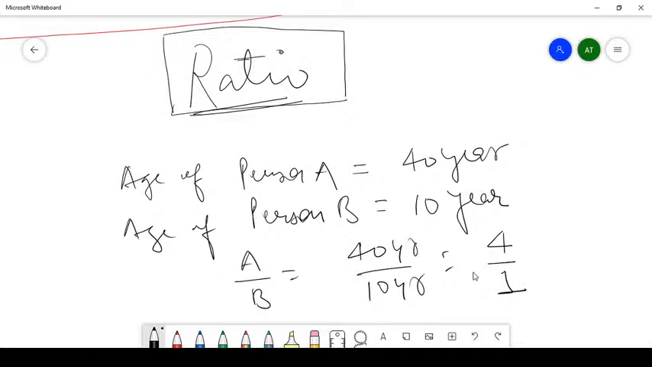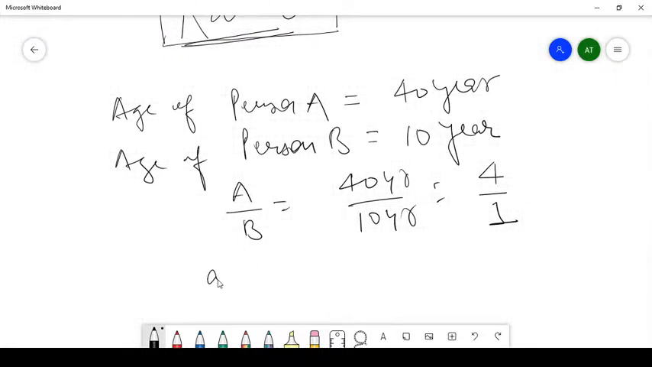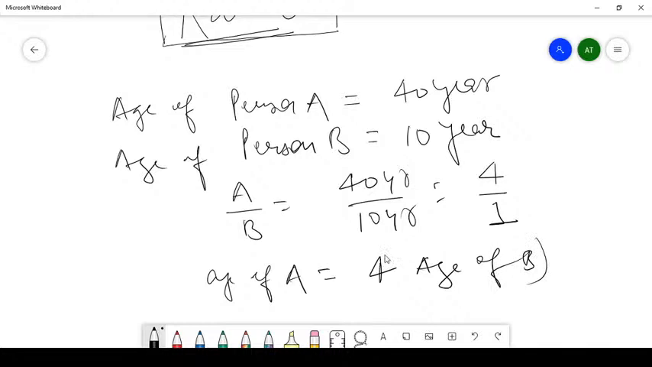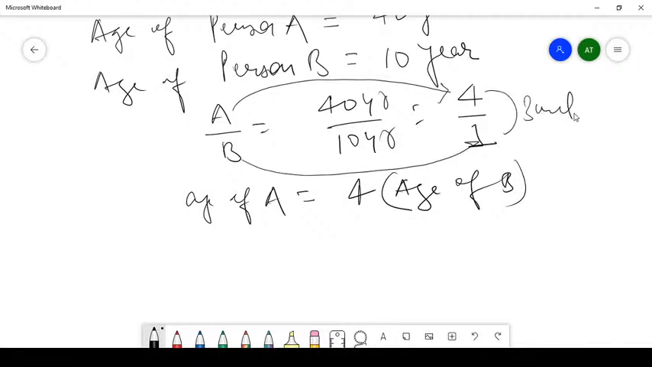That means the age of A is four times the age of B. If I elaborate it further, it means that if the age of A is 4 units and the age of B is 1 unit, then the difference between the age of A and the age of B is 3 units.